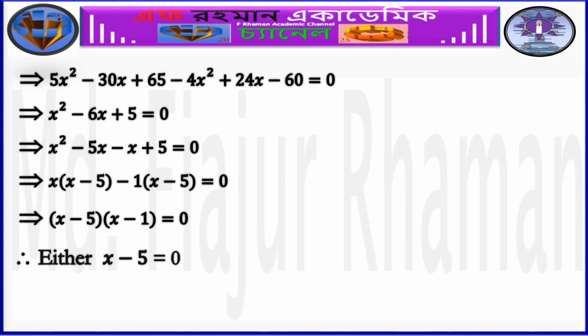Therefore, either x minus 5 is equal to 0, therefore x is equal to 5, or x minus 1 is equal to 0, therefore x is equal to 1. Both these values of x should be verified with the original equation.